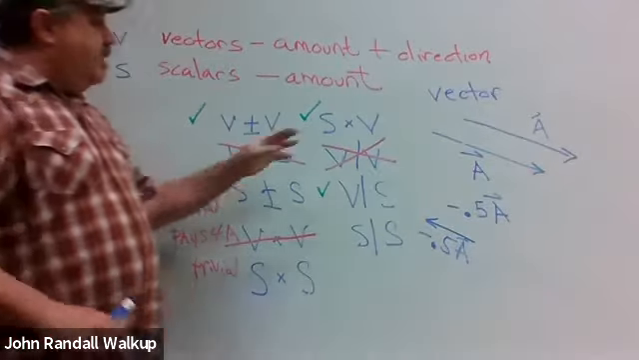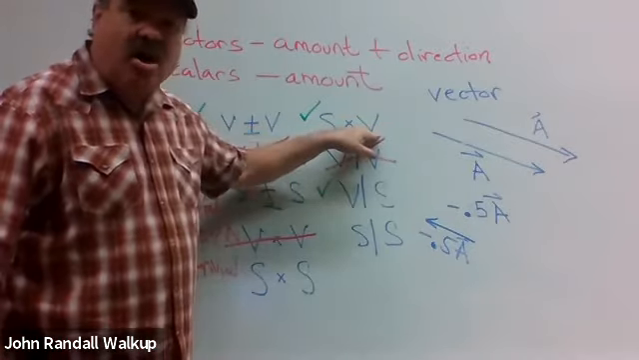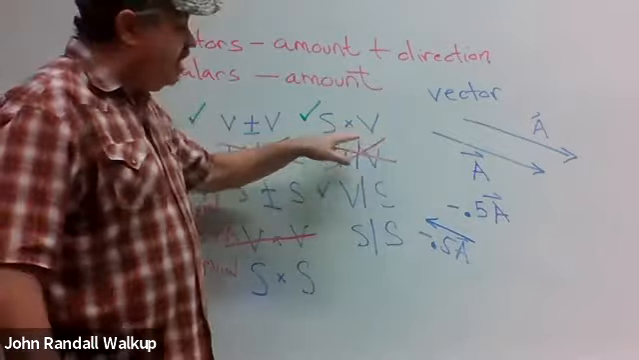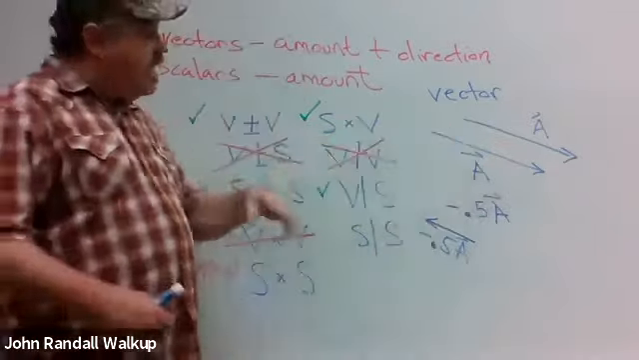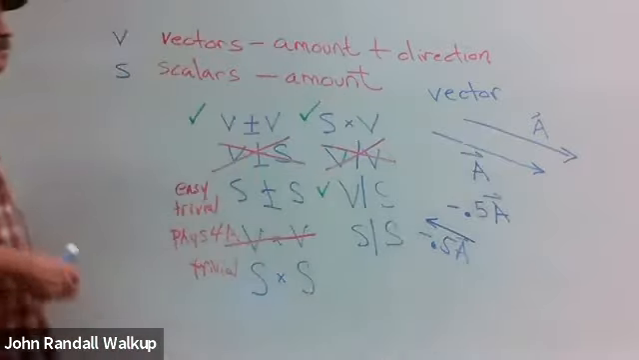So a scalar times a vector does what? All it does is change the length of the arrow. And if S happens to be negative, it flips the arrow in the opposite direction.